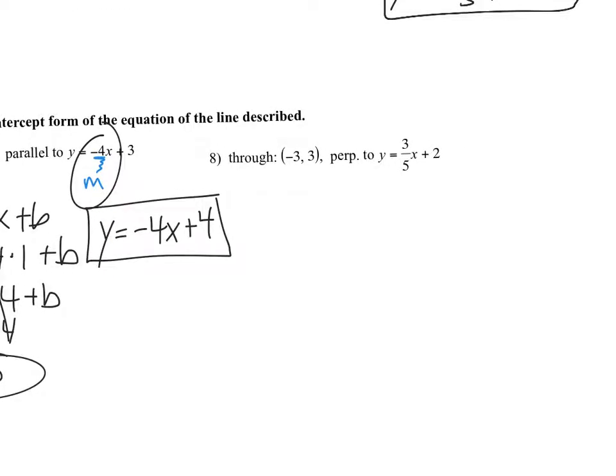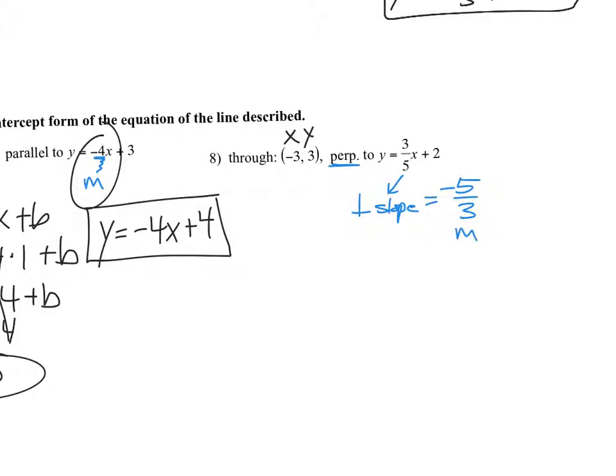All right, the last one. Very similar to this one. There's my x, there's my y, but this time it says perpendicular. So this is not my slope now. What do I have to do to that? I have to, remember the rule, flip it. So that becomes 5/3, and then change the sign. That now becomes from positive to negative. So now there's my m.